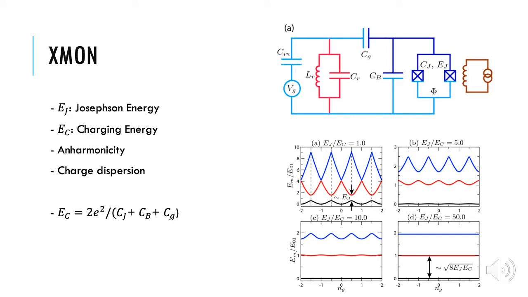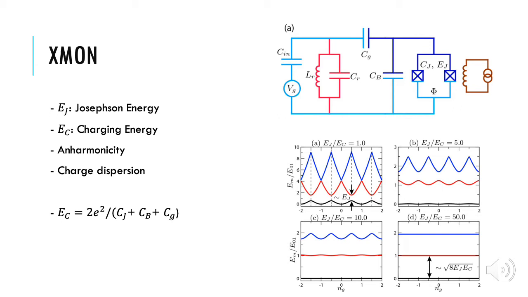And the reason for Xmon to achieve better performance is the large ratio of the Josephson energy to the charge energy, since there are 2 quantities that are important to Xmon qubit, anharmonicity and the charge dispersion of the energy levels. A large anharmonicity is needed to prevent qubit operation from exciting other transitions in the system. The smaller the charge dispersion, the less the qubit frequency will be influenced by gate charge variation.